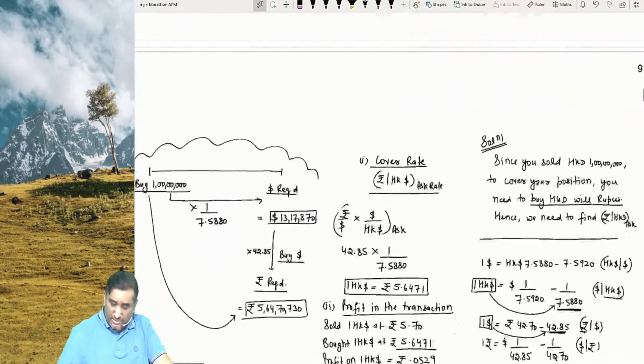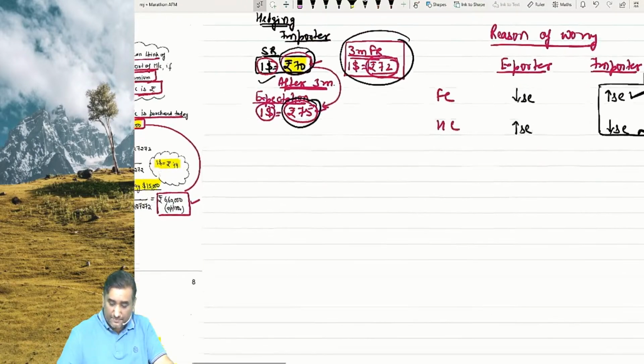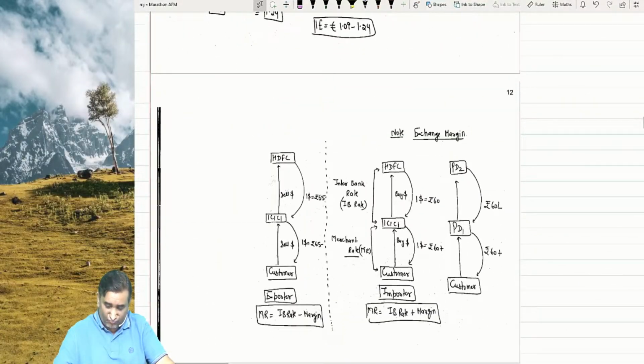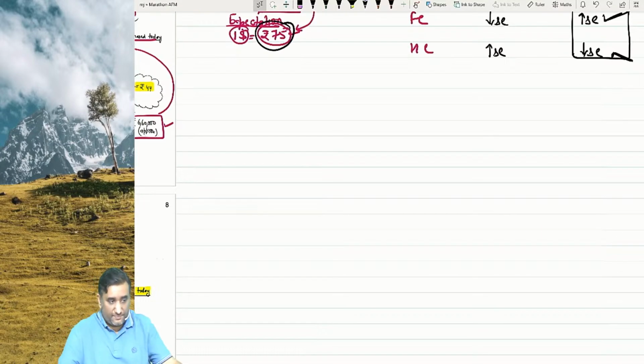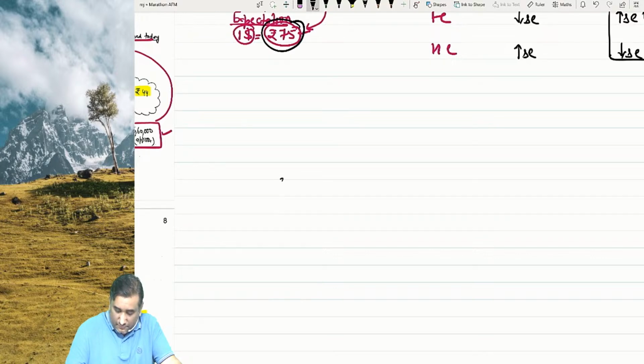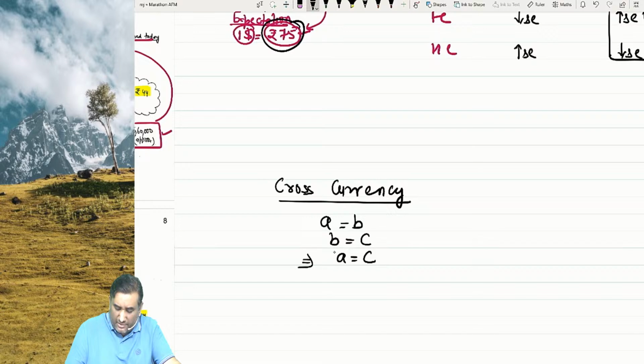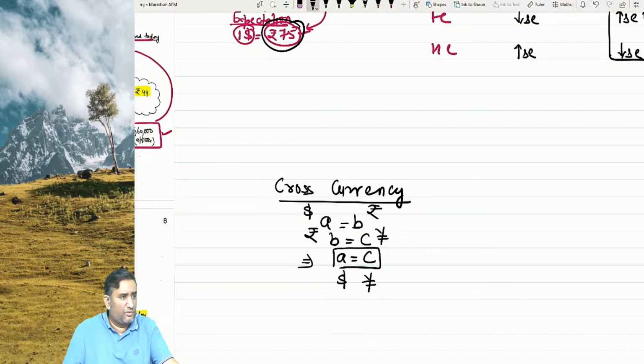Now we are moving to cross currency. Let's put down the important part of it. When you say A is equal to B, B is equal to C, you can mean A will have a relationship with C. That means we are trying to say dollar has a relation with rupee, rupee has a relationship with yen. It means dollar will have a relationship with yen to some extent. How we'll see that, we'll see in the single quotation and more than one quotation.